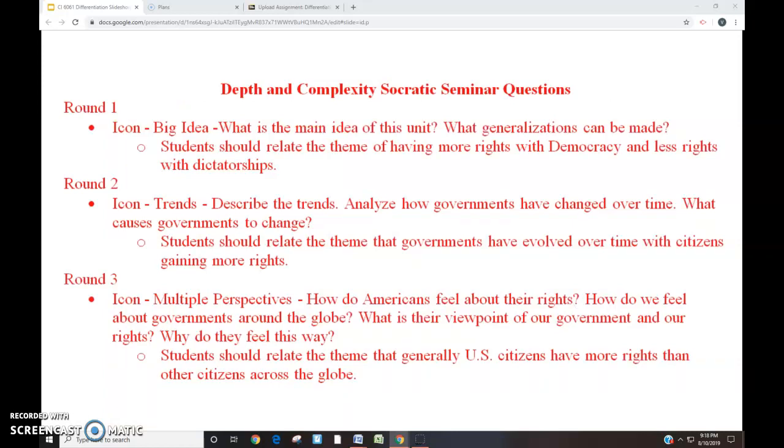In this example, I used the icons to design questions for a Socratic seminar. Here the icons, questions for each round, and the possible student answers are listed. The icons allowed the students the opportunity to deepen their understanding of key details and relationships regarding key rights.